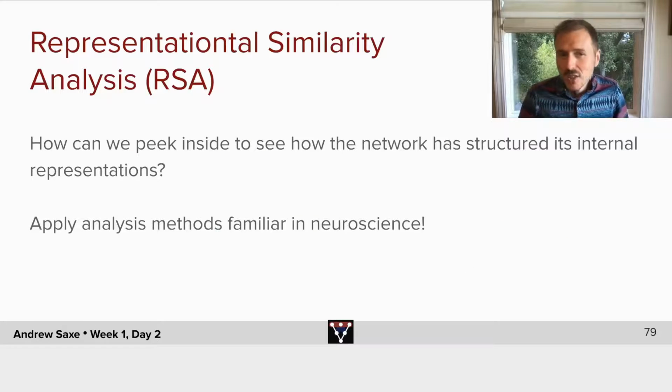Now, to actually see if this is the case, we're going to have to peer inside the network and understand what its internal representations are doing. And there are many ways we could go about this, but what we're going to do is borrow a method from neuroscience. I mean, it's also been used in computer science, but if you're a neuroscientist, you should be familiar with it, which is representational similarity analysis.